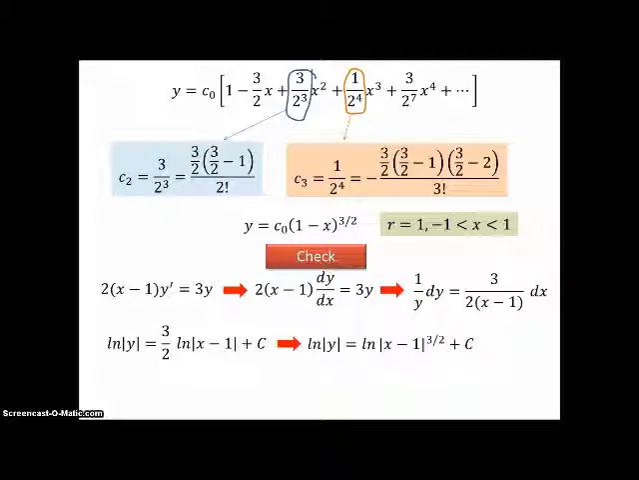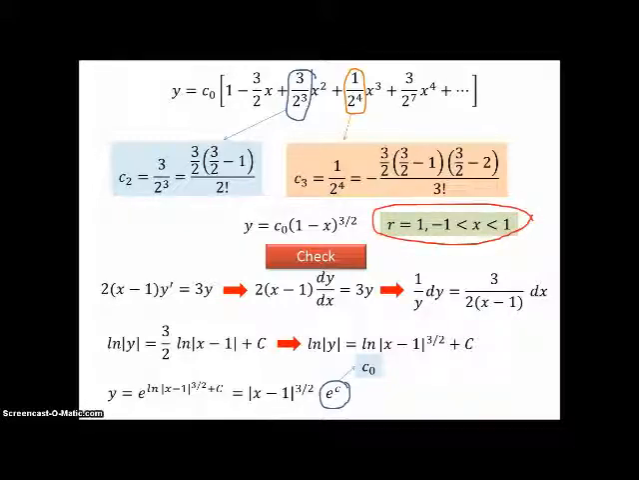And then we can hop that 3 halves up and make it an exponent using a law of logs. And now we anti-log each side. So we end up with the e and the natural log canceling out, and we get the absolute value of x minus 1 to the 3 halves times e to the c. Now, e to the c is equivalent to C0. It's just a constant. And then we have a little issue with the absolute value, but notice that x is between -1 and 1. So that means x minus 1 is going to be negative. Therefore, if we switch that around and make it 1 minus x, we can drop the absolute value, and now it matches perfectly.